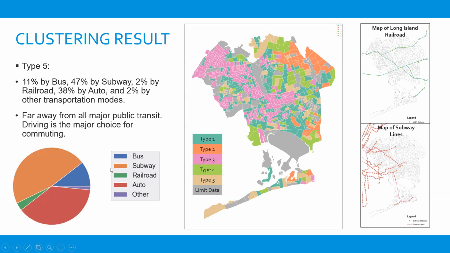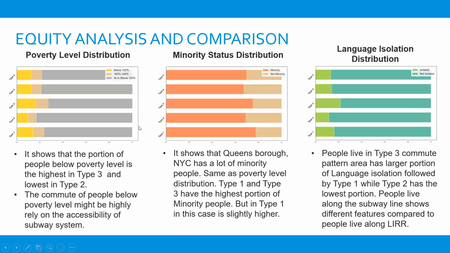And type 5 is the yellow type on the map. They're located somewhat far from the major public transit. So a lot of them would choose to drive to work. So we got 5 prototypes of how people choose to travel to work.